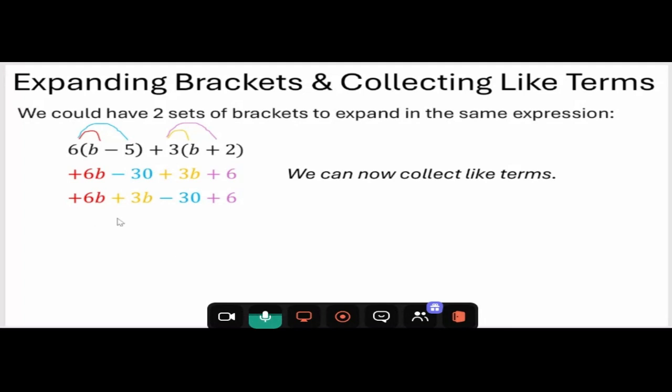And we have positive 6b and positive 3b. That makes positive 9b. Then we have negative 30 and positive 6 makes negative 24. Put those together in a final answer, 9b minus 24. And I'm going to keep harping on this. Every term has a plus or minus in front of it, right? The plus there from the 6 has nothing to do with 30, so we don't go 30 plus 6. It's a negative 30 and a positive 6. Think of them all separately. Every term is separate, its own thing, and they're all either moving right or left on the number line.